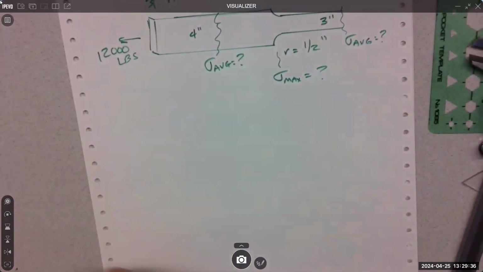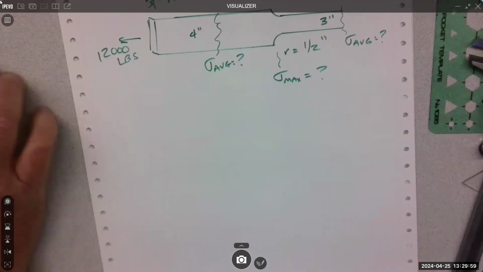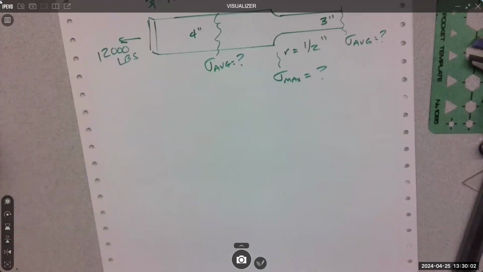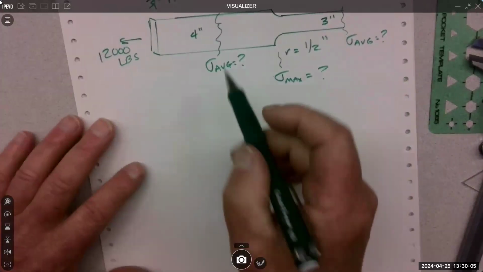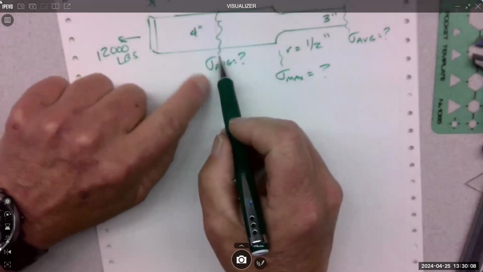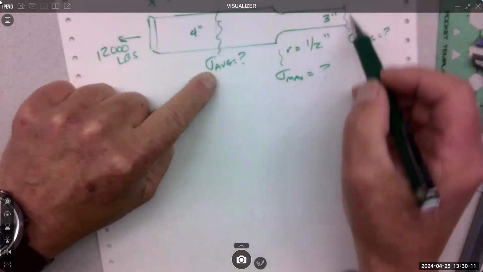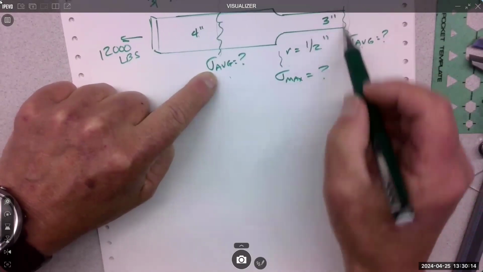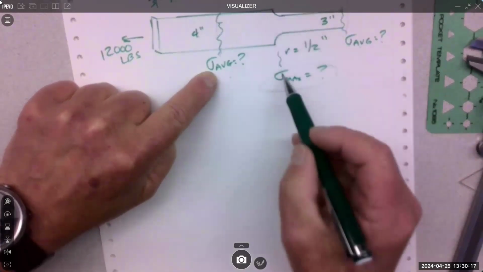All right, so this one, 18, says long flat steel bar, 4 inches wide, 3/8 inch thick, reduced to 3 inches, so pretty big reduction. There are circular fillets of a 1/2 inch on each side. Axial load of 12,000 pounds. They want to know the average stress in the 4 inch, the average stress in the 3 inch, and then the max at this transition.